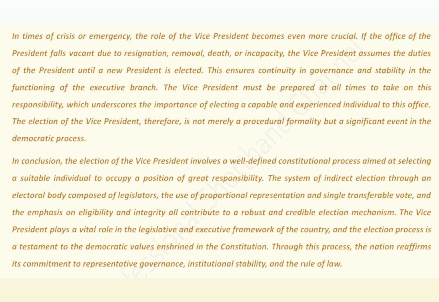The Vice President plays a vital role in the legislative and executive framework of the country, and the election process is a testament to the democratic values enshrined in the Constitution. Through this process, the nation reaffirms its commitment to representative governance, institutional stability, and the rule of law.